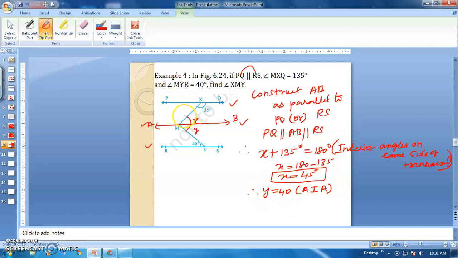But they are asking to find out the angle XMY, this angle only, the full angle. So this full angle is nothing but the sum of x plus y. So the sum of the two angles. x is nothing but 45 degrees and y is nothing but 40 degrees. So totally 85 degrees. So the angle XMY is nothing but 85 degrees, right?